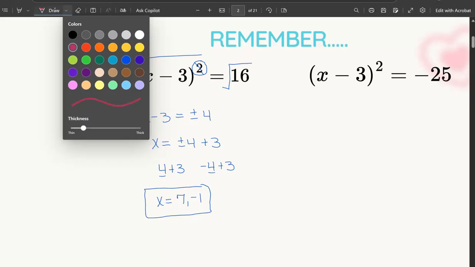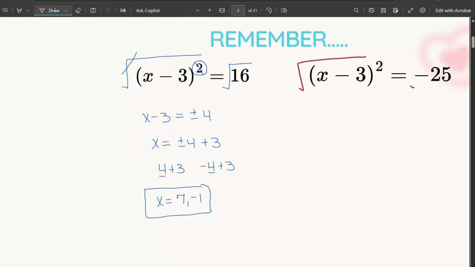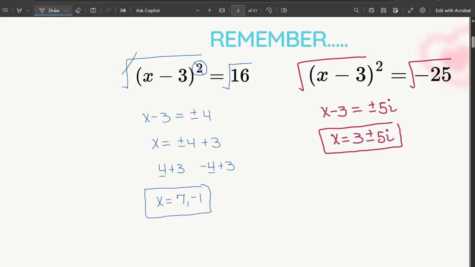And so here on the next one, I can take the square root of both sides, and I'm left with x minus 3 is equal to plus or minus 5i from those imaginary numbers. And so I get that x is equal to 3 plus or minus 5i. And those are your two separate answers. You can write it as 3 plus or minus 5i, or you could say 3 plus 5i and 3 minus 5i. And those would work as well.